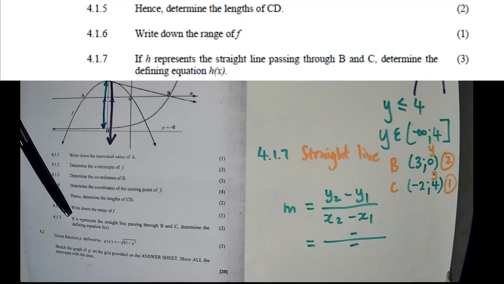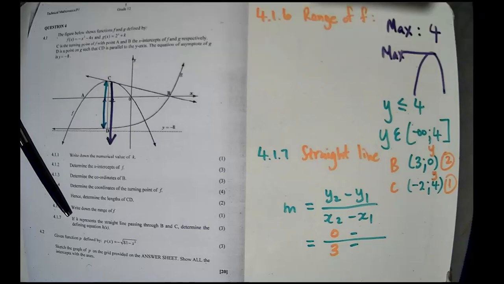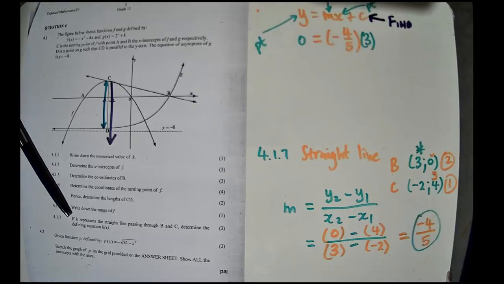This means y is 0 and x is 3. On the other side for point 1, y is 4 and x is minus 2. 0 minus 4 is minus 4, and 3 minus minus 2 is going to be 5. Our answer here is negative 4 over 5. Notice at this point you haven't found the equation. You only found the gradient.